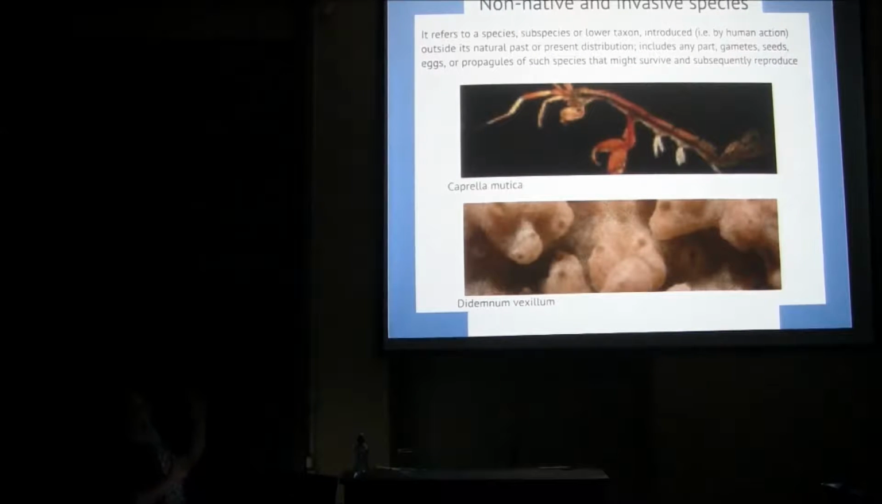And I just have a couple of examples of the common ones which are problems for us in the UK. I like a Bryozoan quite a lot because it's ugly and it actually looks like an alien. And the other one, which we are very worried about, is a sea squirt called Diadenum vexillum, which is the carpet sea squirt.